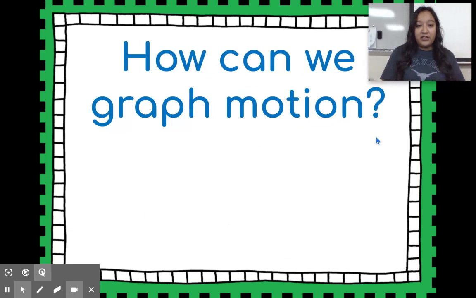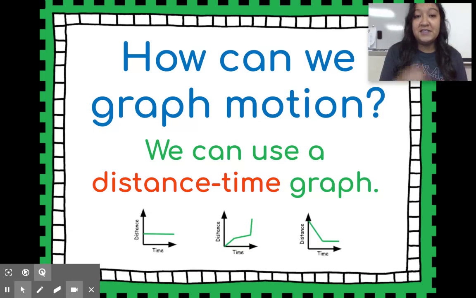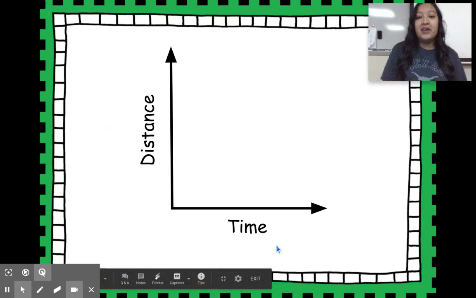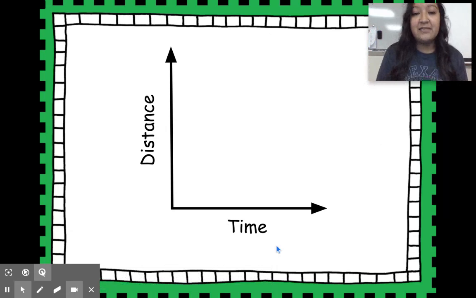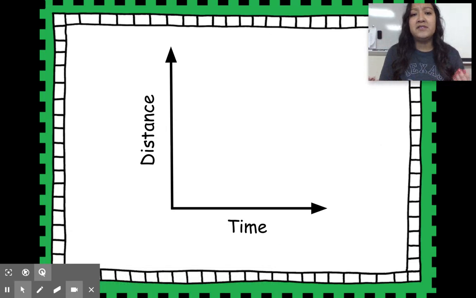So what we're going to learn about is how to graph motion. And we can use a distance time graph to show motion happening. All right, so here's our distance and time graph. Hopefully you learned in math how to read a graph and how to plot points using ordered pairs. You probably thought you were never going to use that ever again. Well, here we are. We're going to use it in science. So if you did good in math with that, this should be pretty easy for you.